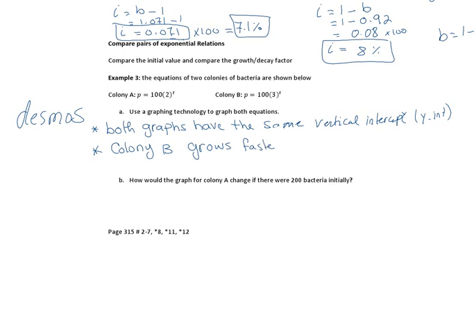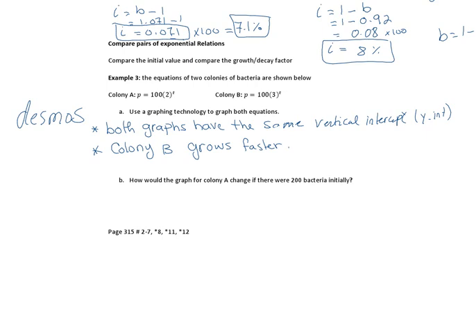Yeah, 0, 0. It's 11. Okay, and here 2. Okay, and here. How would the graph of colony A change if there were 200 bacteria initially? It's growing now.